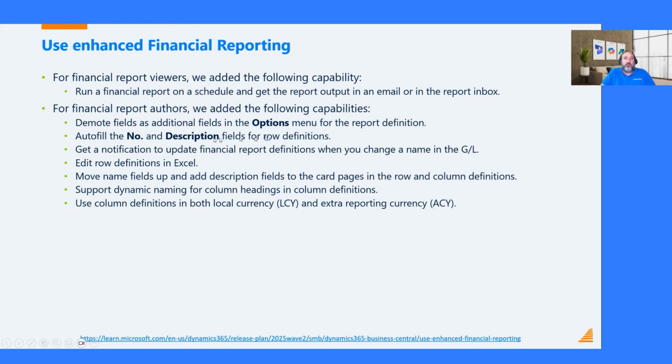Even the autofill of number and description for row definitions. I haven't actually tested that one, but from what I've read, you would usually have to add the account number and the description for every single row. It seems like you can now autofill that. Say, for instance, you wanted to include all of your sales accounts. If you have 20 sales accounts, you would have to manually add the lines. And now you have the ability to do that automatically with the financial reports.